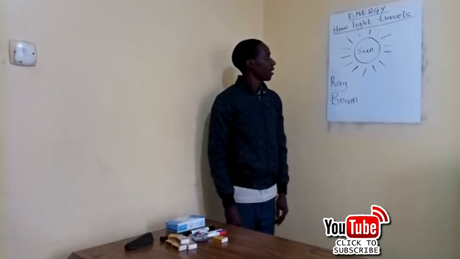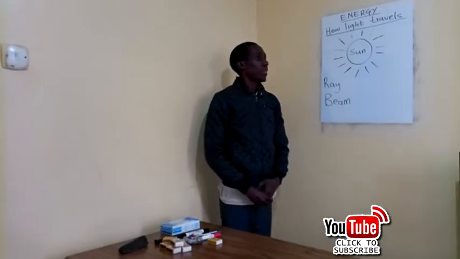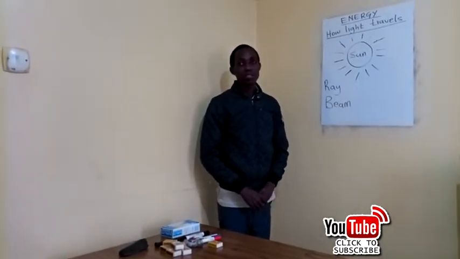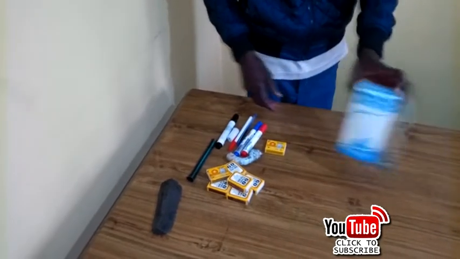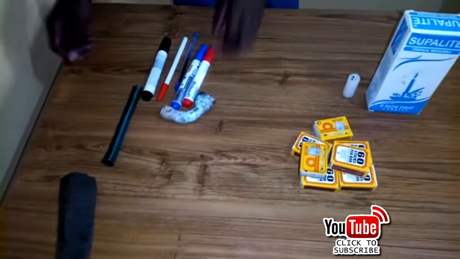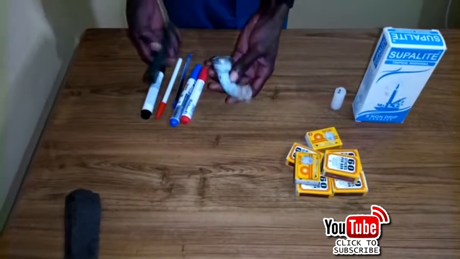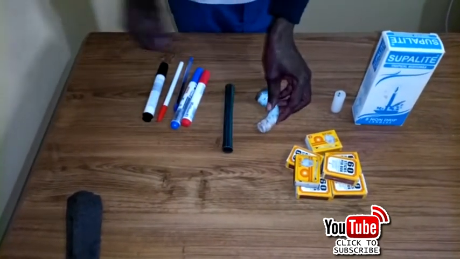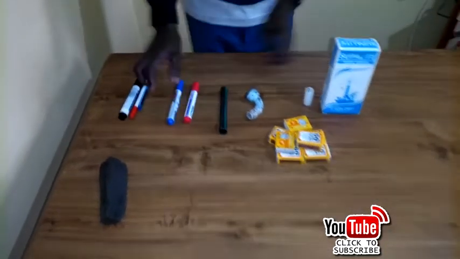So I have one experiment that we are going to do and see if it is true that light travels in a straight line. These are the materials that we are going to use. These are the candles. These are the matchboxes. And this is our bent metal and a straight pipe. Good. Now I want us to start.